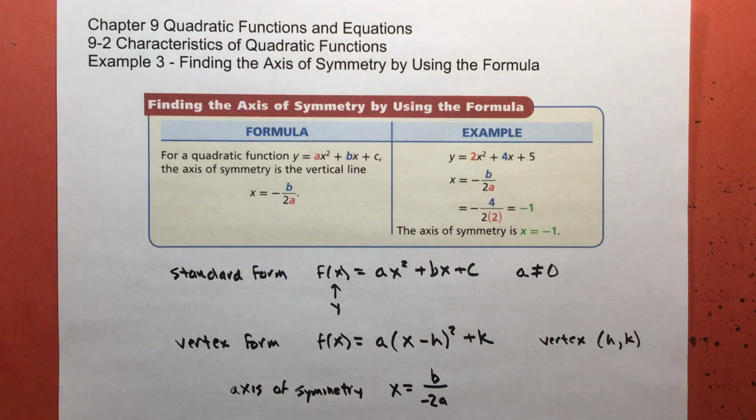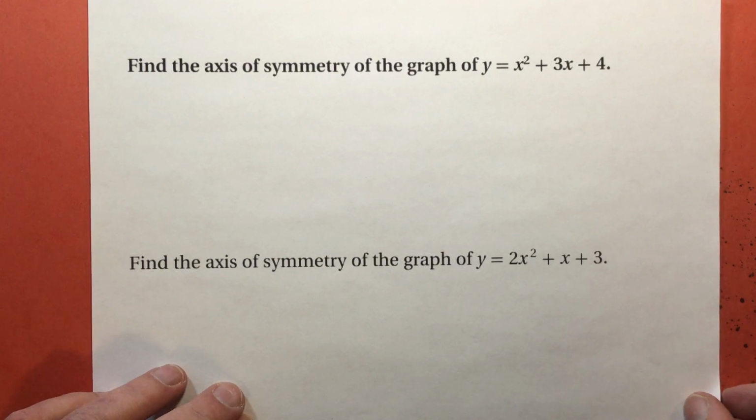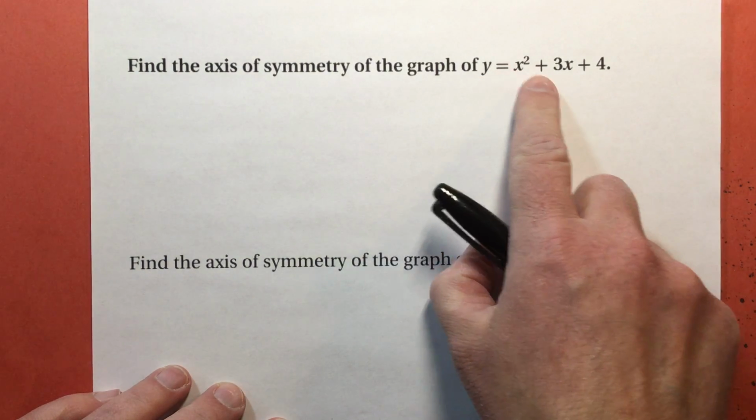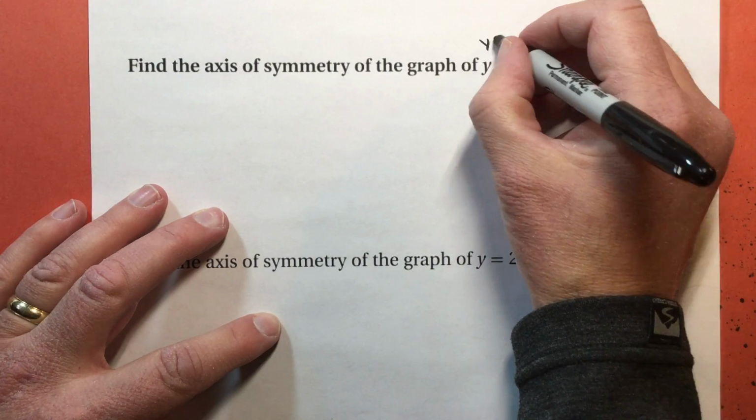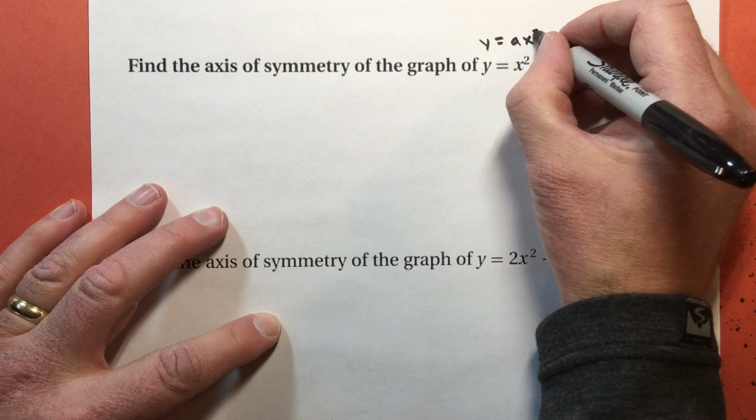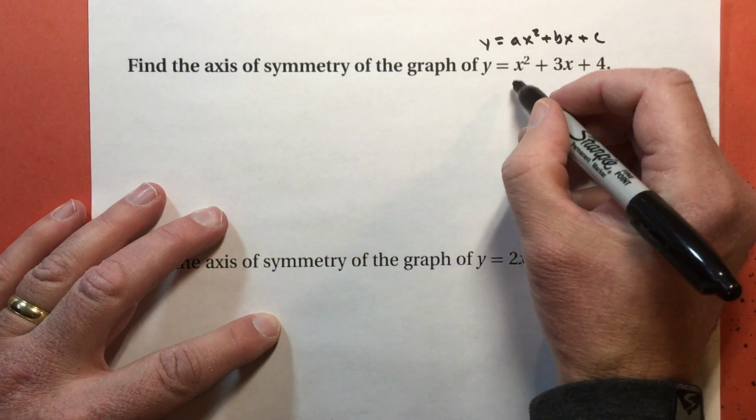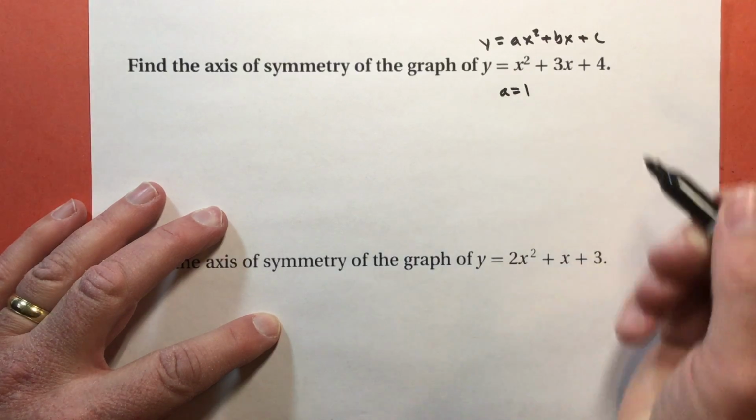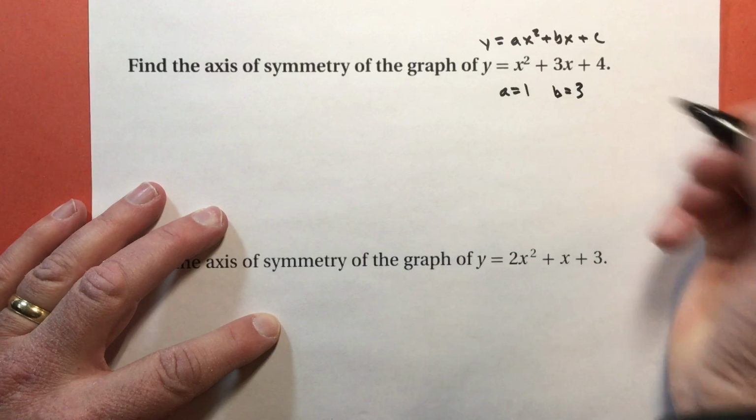All right? So let's do just a couple of examples. We're gonna find the axis of symmetry of y equals x squared plus 3x plus 4. Okay, so standard form, I'll write it right here, ax squared plus bx plus c. That means that my a is the hidden 1. This is 1 times x squared. And my b is the 3.